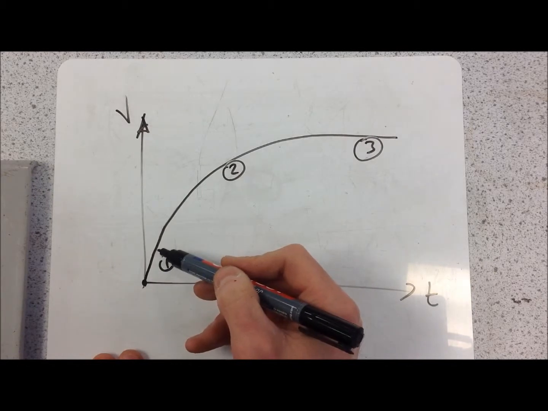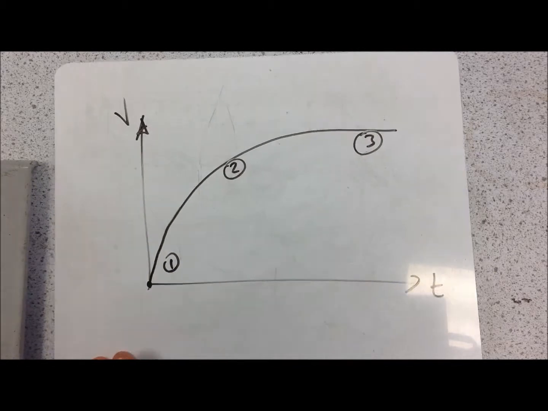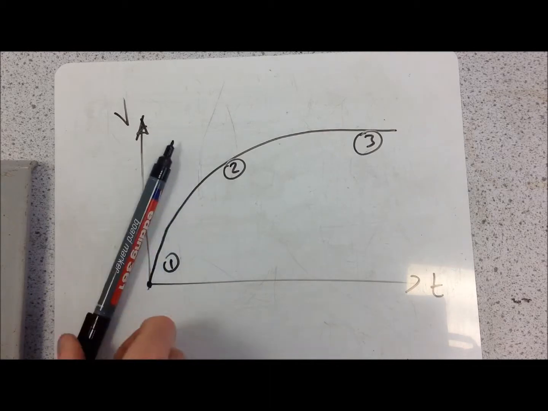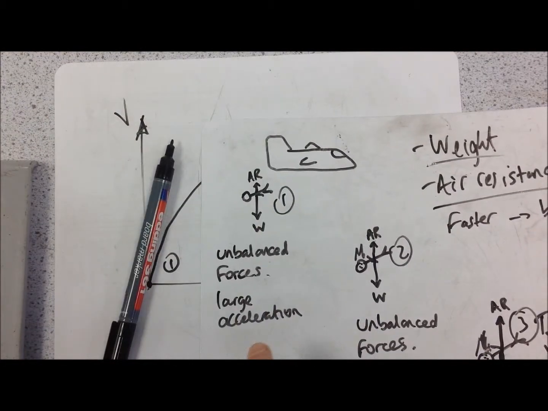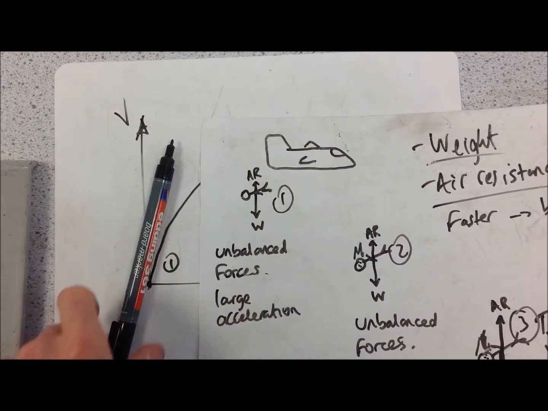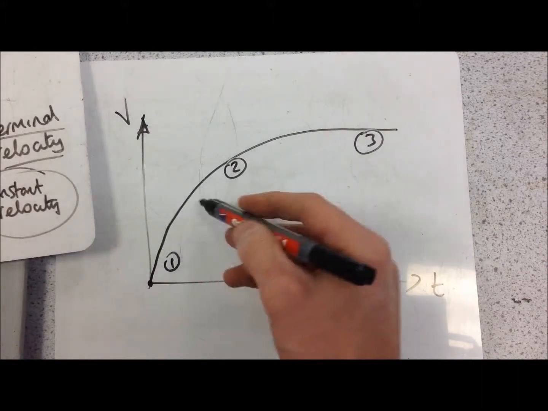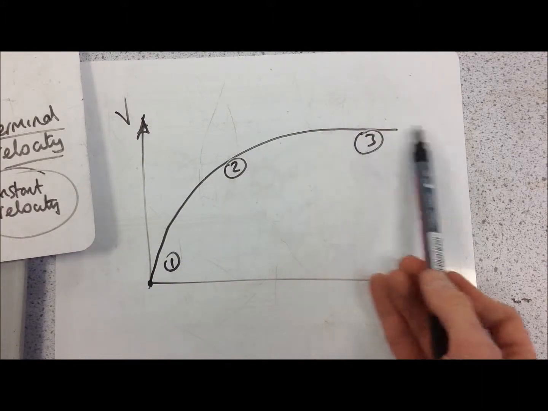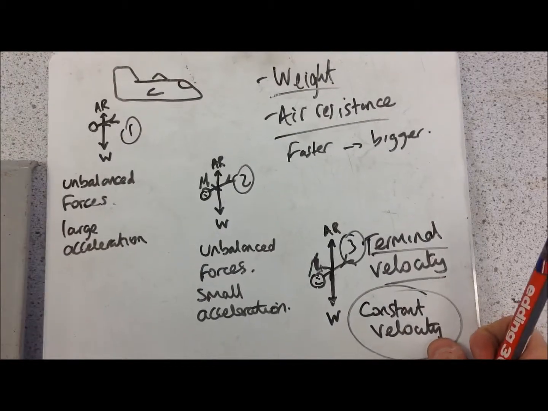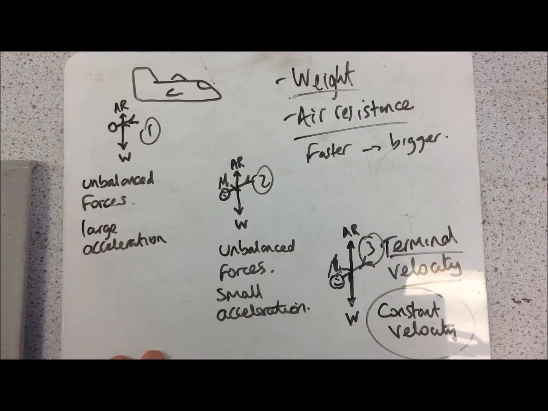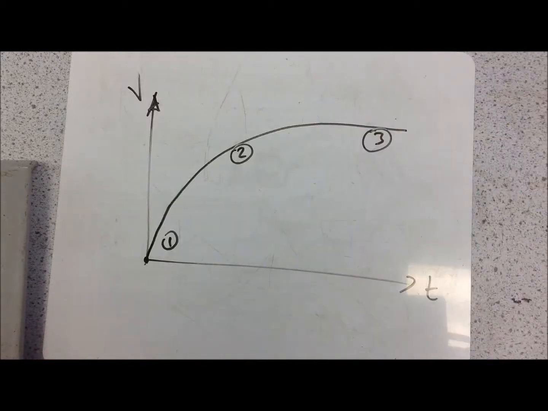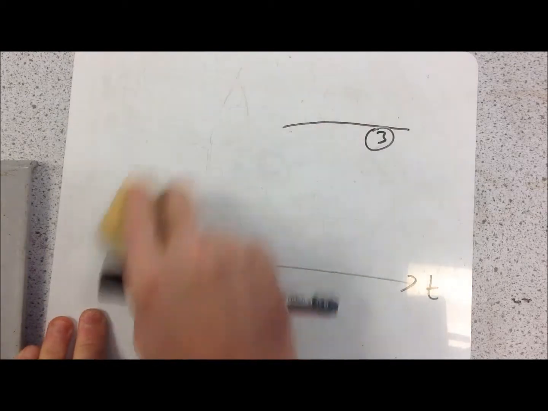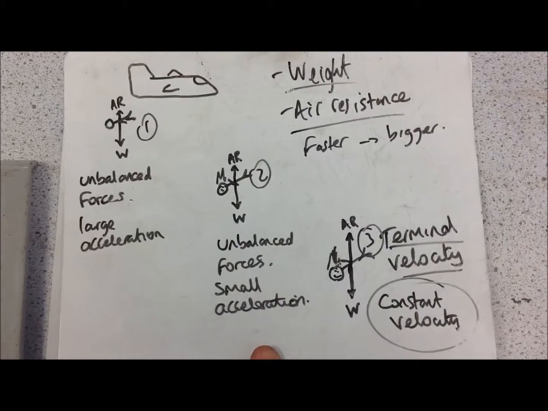Stage 1 has got a large acceleration. How do I know it's a large acceleration? Because the gradient is steep. Well, based on this, we said it was going to be a large acceleration because there was a big resultant force. So stage 1, large acceleration. Stage 2, smaller acceleration. Stage 3, no acceleration because we're in constant velocity. Okay. Right, now that's just jumping out of a plane. Sorry, I didn't talk about a parachute. When you pull a parachute, which I'll go into now, it's pretty much going to be more of the same.